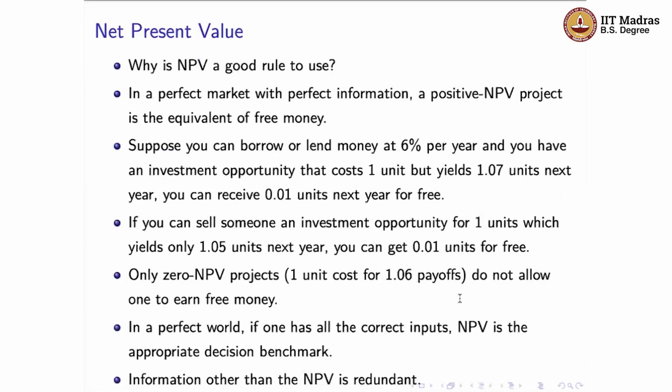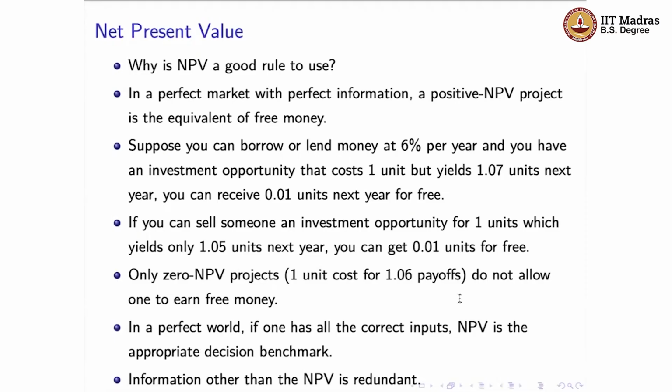Let's make sure that we understand why NPV is a good rule to use. In a perfect market where you have perfect information, a positive NPV project is actually the equivalent of free money. Let's take an example to understand why this is the case. Suppose that you are in an economy where you can borrow or lend money at a rate of 6% per year. And you have an opportunity to invest in a project that costs 1 unit today, but is going to give out 1.07 units next year, so that the rate of return for this project is 7%.